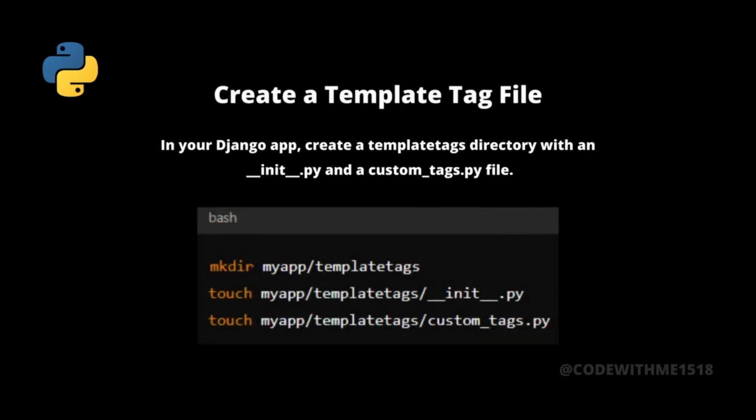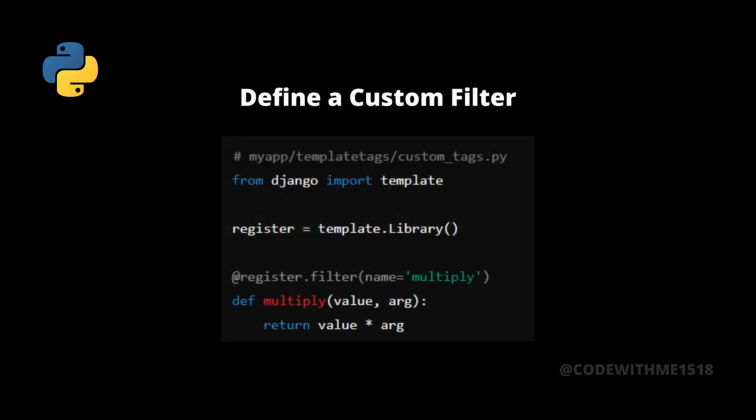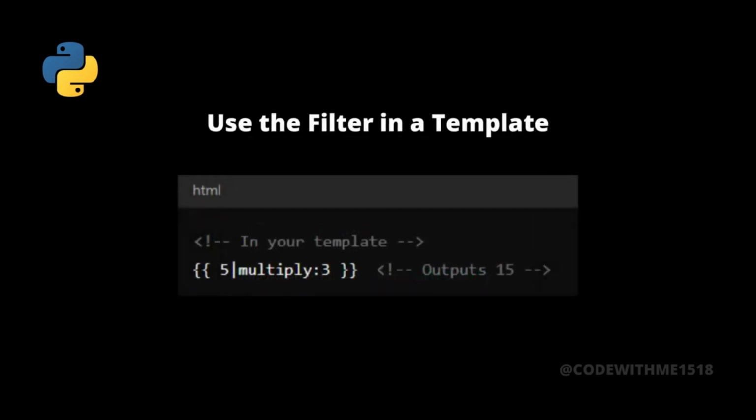In your Django app, create a templatetags directory with an __init__.py and a custom_tags.py file. Define a custom filter. Use the filter in a template. Here, we created a simple custom filter that multiplies a value by a given argument. Custom tags and filters are great for adding reusable logic across your templates.